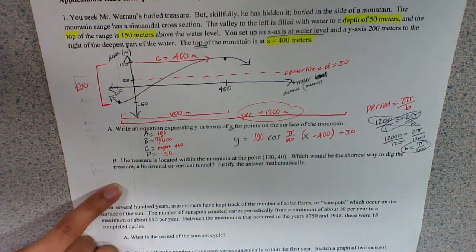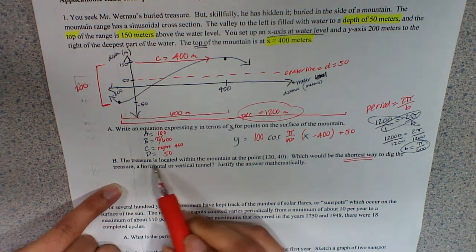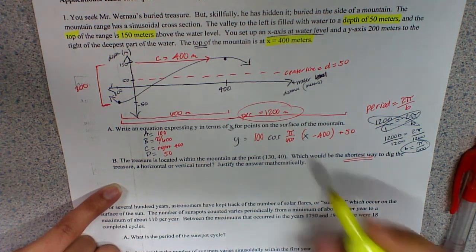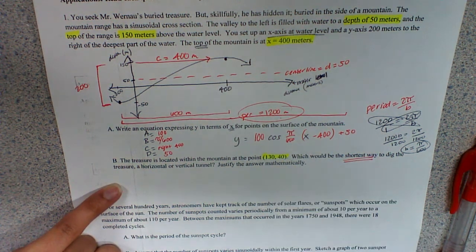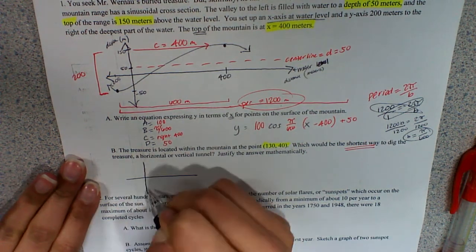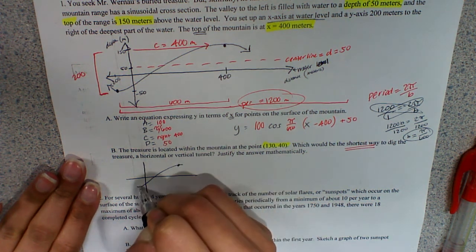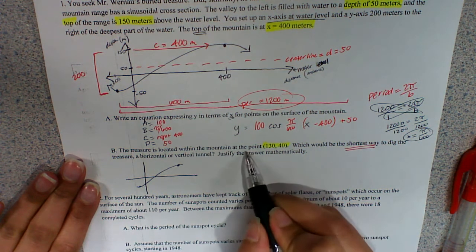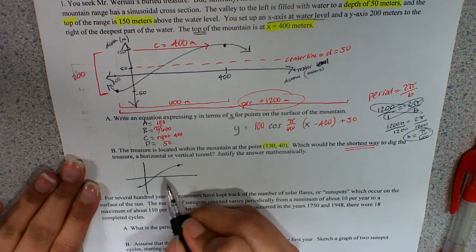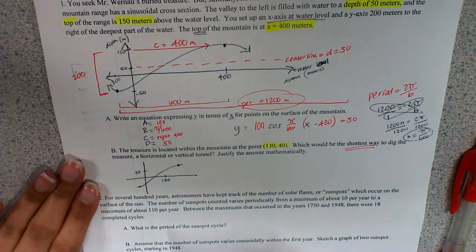Now, part B is asking you to find a short way, the shortest way, to get to the treasure if the treasure is located exactly at this point: 130, 40. So now let's take a look at the graph again. So if I have my graph that looks like this, and this is just a sketch, so forgive me, but if this is my highest point, here's my lowest, and it says that the treasure is exactly at 130, 40, so I'm just going to kind of estimate here, and my treasure is right over there.